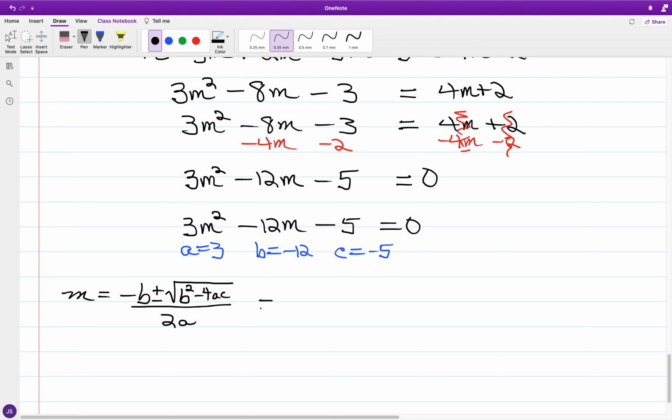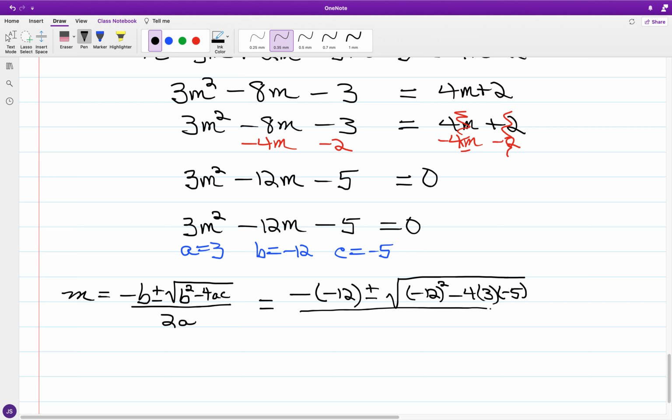And being careful with the substitution, so you have negative b. Now b is already negative, so we're going to take the opposite sign of negative 12. And for b squared, you have the square of negative 12, minus 4 times 3 times negative 5, and you have all over 2a, so that's 2 times 3.